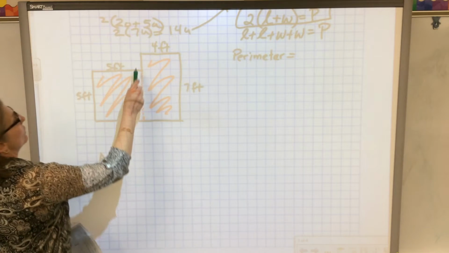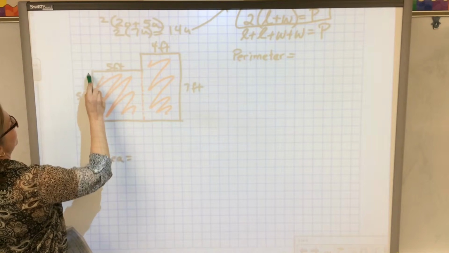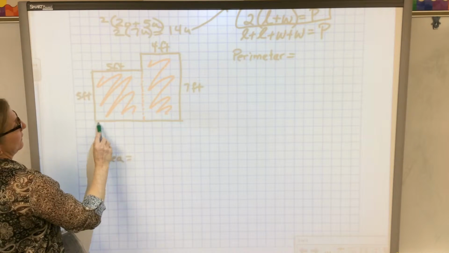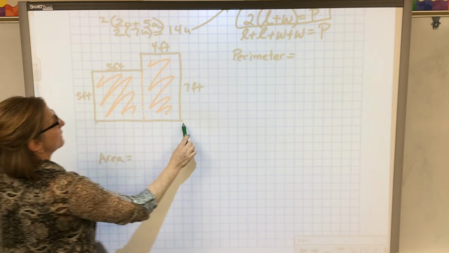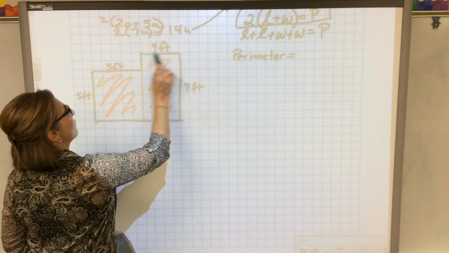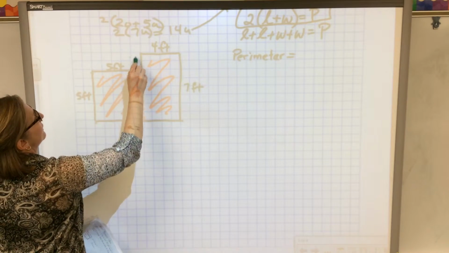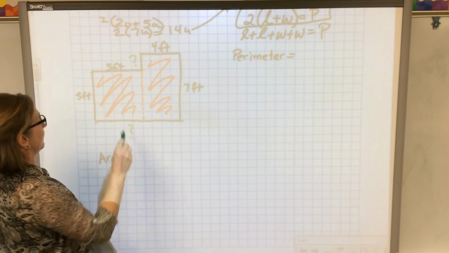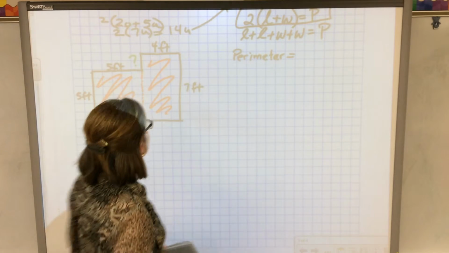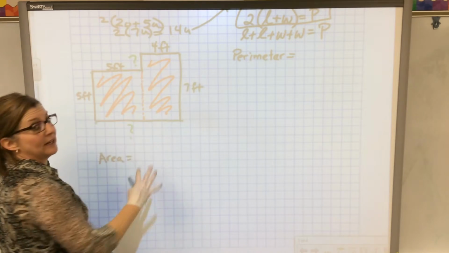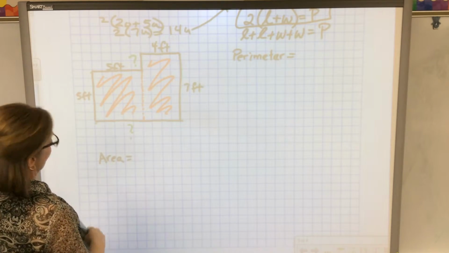And notice we've got a 5-foot side, we've got another 5-foot side. This side we don't know. This is 7 feet, and this is 4 feet, and this side we don't know. As soon as we know this side right here and this side right here, then we can add up all the sides. Now, you've got the grid here, so you can actually see what's going on.